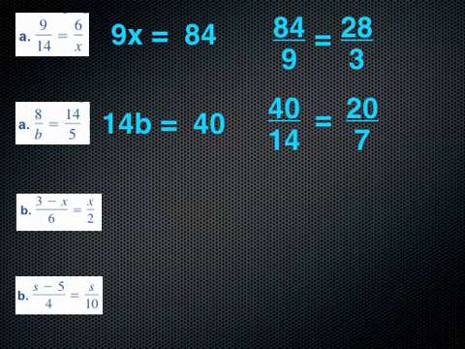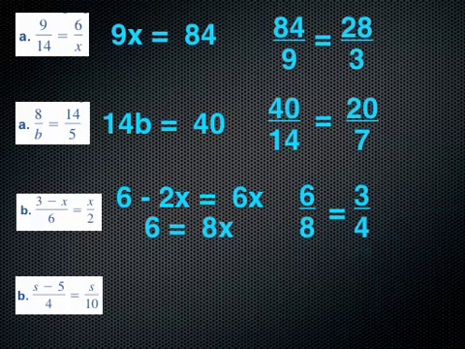These next two examples are a little bit different because now I need to multiply the whole thing, 3 minus x, times 2. I need to put that in parentheses and go ahead and distribute, which would give me 6 minus 2x equals 6x. I need to get my x's combined on one side. I'm going to do that by adding 2x to both sides, which gives me 6 equals 8x. Divide both sides by 8, and you get 6 over 8, which can be simplified to 3 over 4.